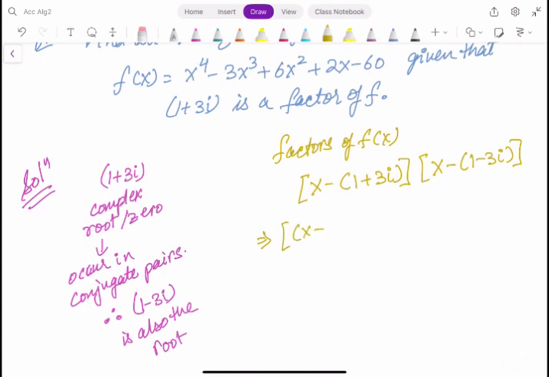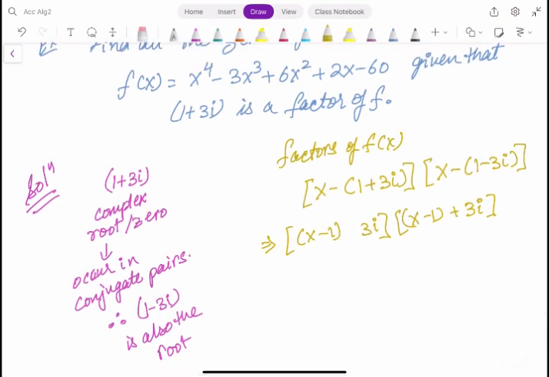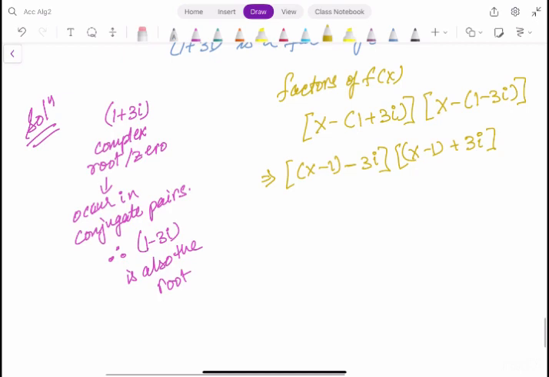And then we can combine x minus 1 together, leaving 3i. We will do the same thing with the second one, x minus 1, and then leaving 3i. Let's combine these two. So we have x minus 1 twice. So we can say x minus 1 squared and minus 9i squared. Because basically this is in the format of a plus b times a minus b, which is nothing but a squared minus b squared. So a in this case is x minus 1 and b in this case is 3i.